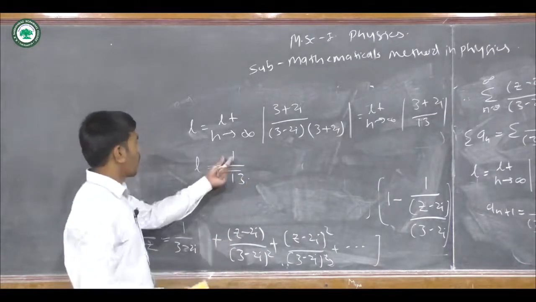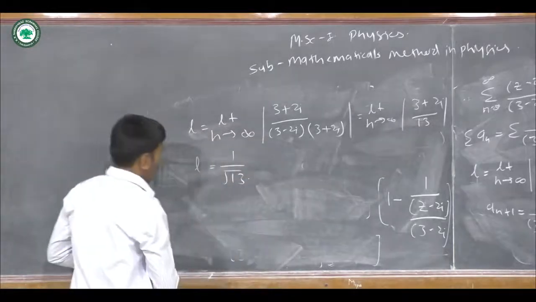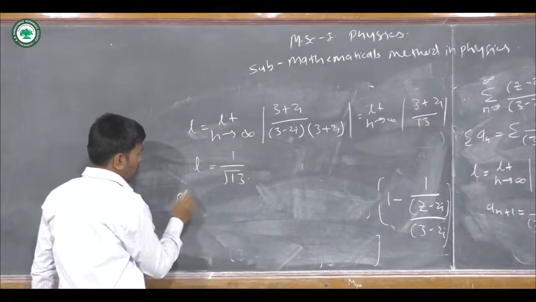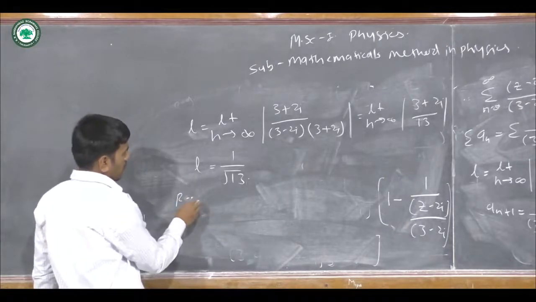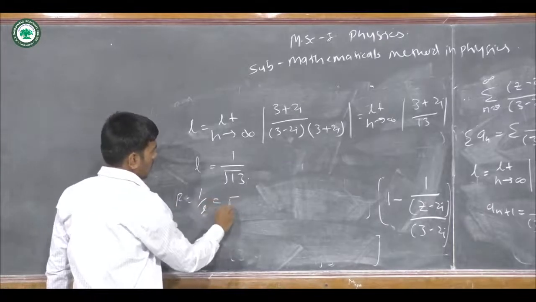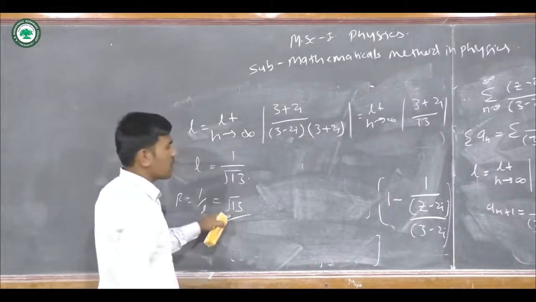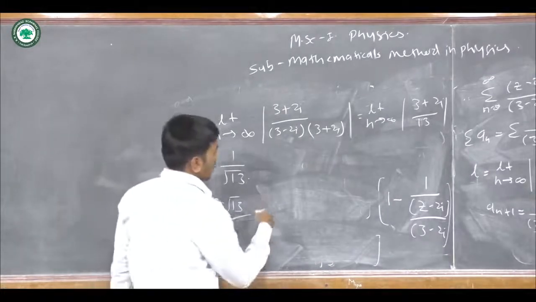And we know the radius of convergence R is equal to 1 by L, so R is equal to root 13. This R gives the region where we want to expand this series.